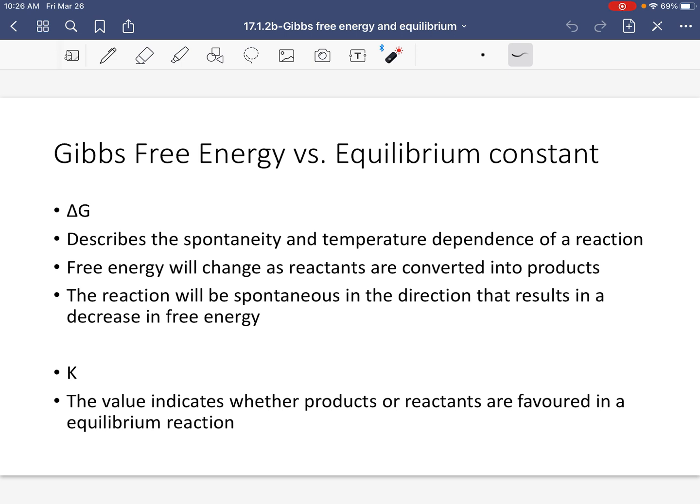As we already mentioned, delta G describes if the reaction is spontaneous or not, and of course is temperature dependent, as we saw with the equation. Let me present that one more time: delta G is equal to delta H minus T times delta S. If this number gets bigger and bigger, there are more chances of delta G being a negative number. When it is negative, the reaction is going to proceed.